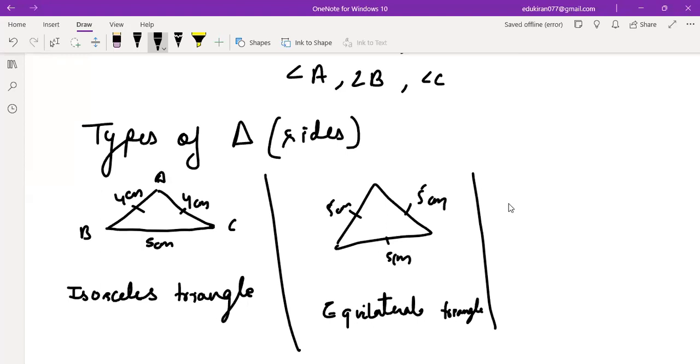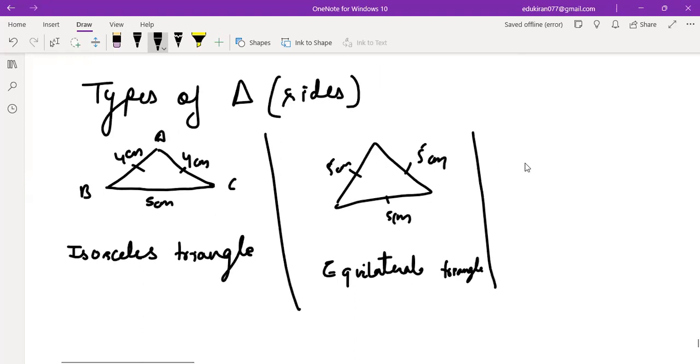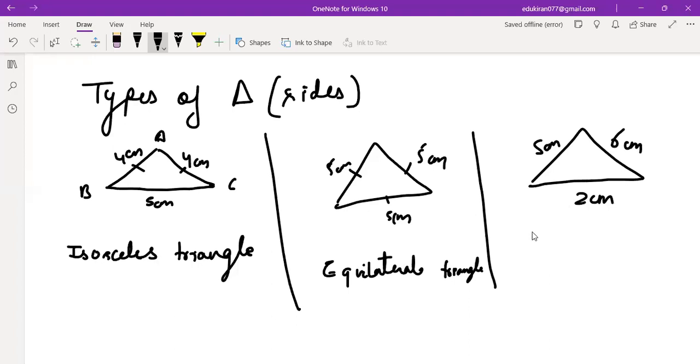Ma'am, in properties of triangles, we'll be learning scalene too. Yes, we'll be learning that. Now coming to the other triangle. Over here, we don't have anything common. In the isosceles, 2 sides are equal, in the equilateral, all the sides, but there can be a triangle where no side is equal, like 5 centimeter, 6 centimeter, and 2 centimeter. All the sides are unequal, right? At that time, it will be scalene. Clear?